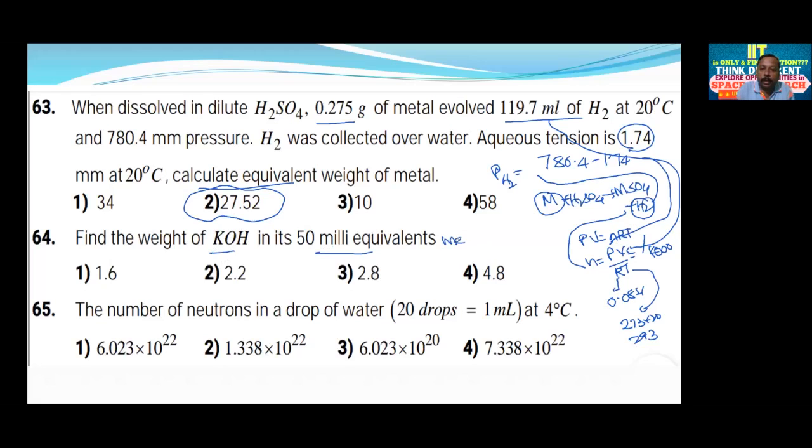Find the weight of KOH in its milli equivalent. Milli equivalent has a direct formula: mass upon equivalent mass into 1000. Mass is what we want to find out, and milli equivalent is given as 50. KOH mass will be 39, 40, 40 plus 16, 56, into 1000. So then you will get the milli equivalent.